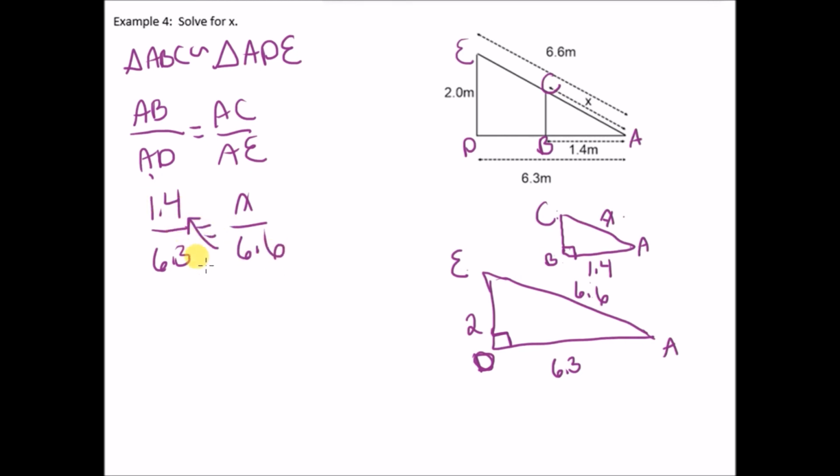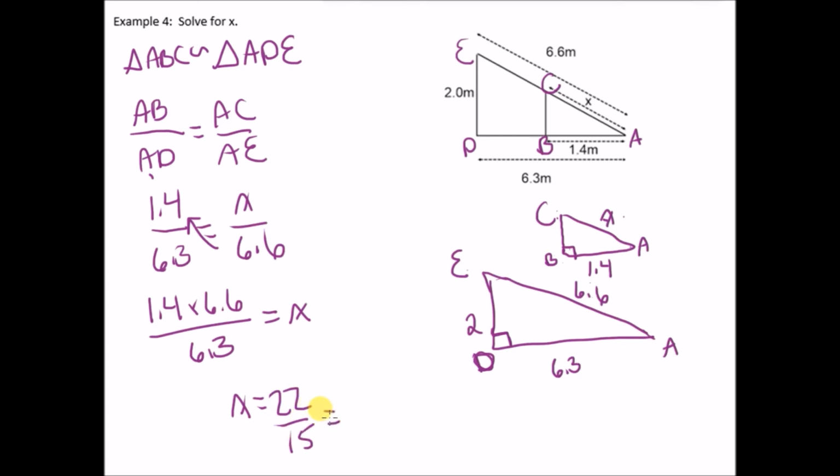So let's go ahead and just cross the 6.6 up, and we're going to get 1.4 times 6.6 divided by 6.3. I get 22 over 15. So x is going to equal 22 over 15, or in other words, if you want to round it, 1.5. And that is going to be in meters. Okay, so if you actually notice, we didn't even need that 2.0 meters, but we would need that if we wanted to solve for the height of triangle ABC, but we didn't have to. We only had to solve for x. So that's it.